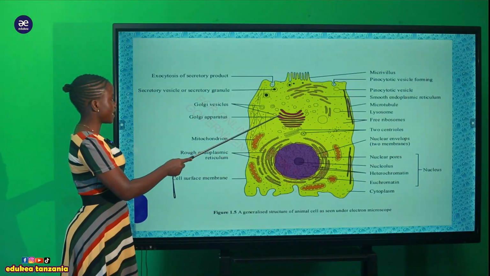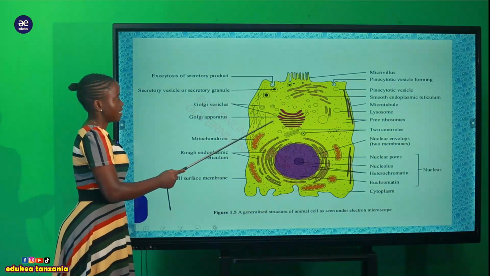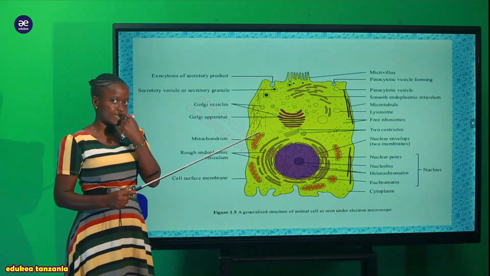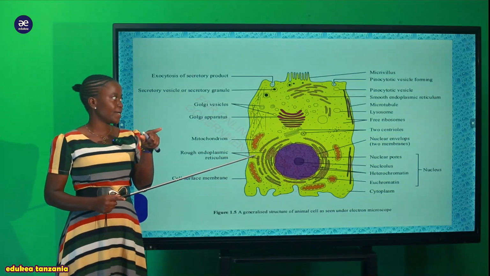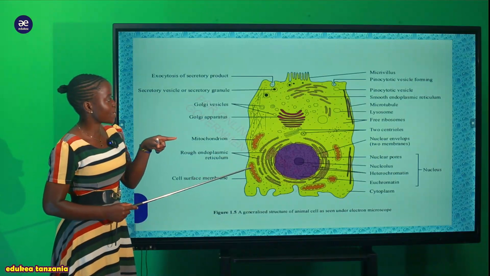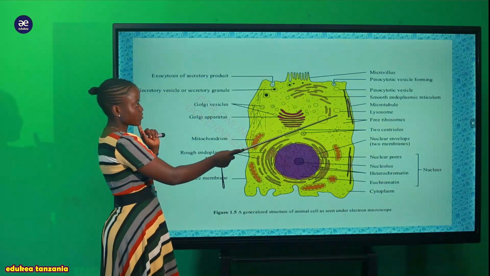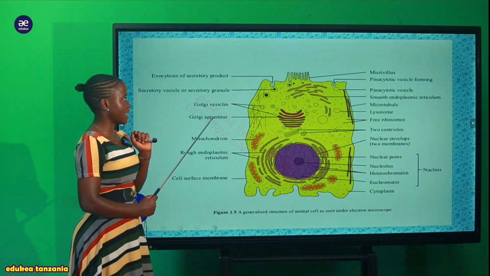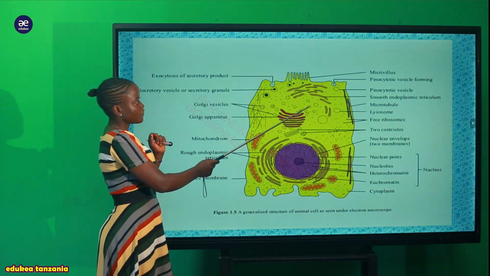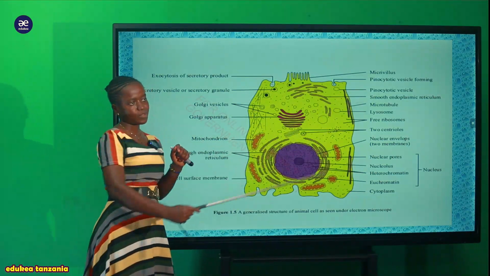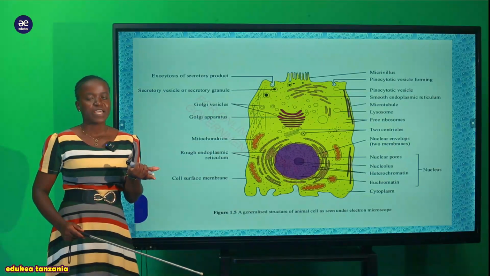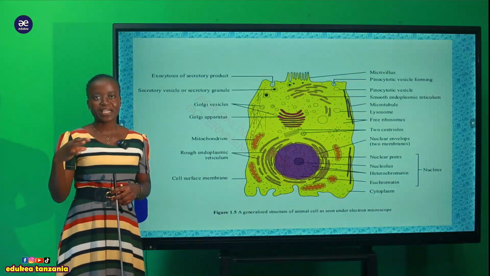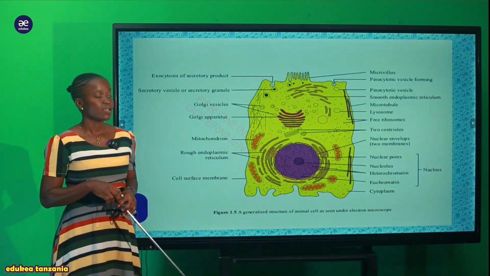But also now you can see we have this Golgi apparatus. We have seen that the function of the Golgi apparatus is for the formation of the lysosome. So the main function of this Golgi apparatus is the formation of this lysosome. And we have seen that the function of lysosome is for breaking down all the cells.